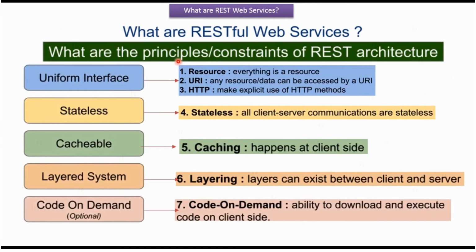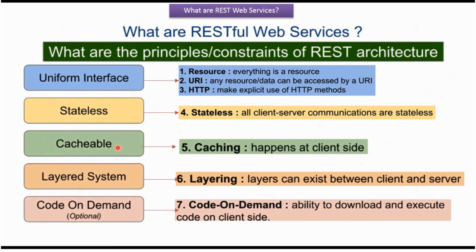Here we will see what are the principles or constraints of REST architecture. The first one is uniform interface, and in that we will see what is resource, what is URI, and what is HTTP. The second one is stateless. In RESTful web service, all client-server communications are stateless.